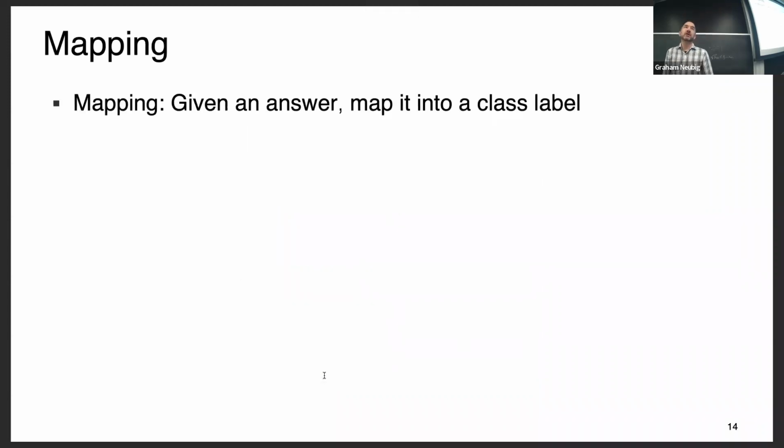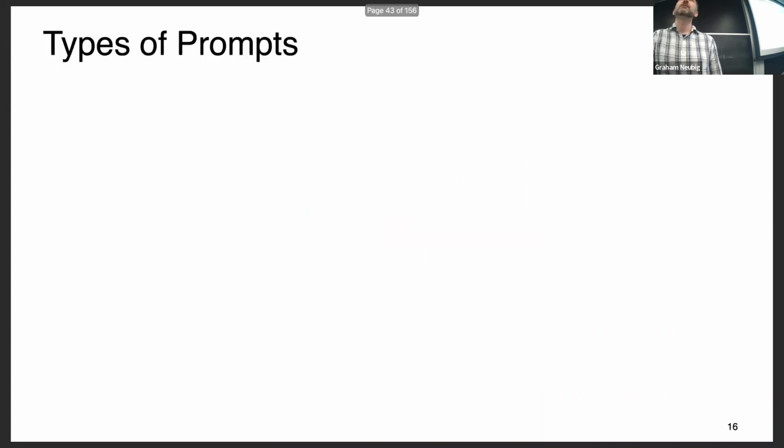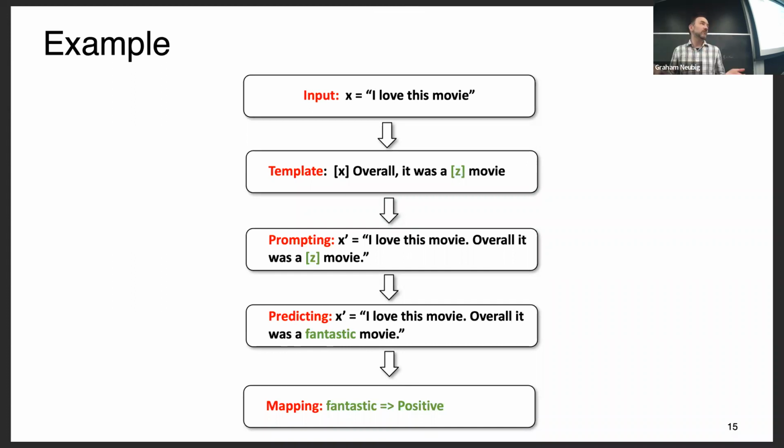And then we have mapping. And mapping is basically given an answer, we map it into a class label. And we don't necessarily want, as a prediction from a sentiment analysis model, quote unquote, fantastic, right? Because fantastic would be one word. We could also have good, wonderful, all these other kinds of words. So we need a way to map the language model's answer space into the space that we actually care about, which is whether it's positive or negative. And so this is the overall workflow.